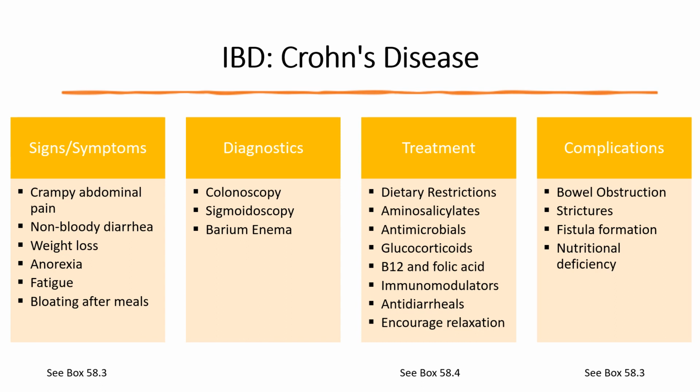On the bottom of this slide, I listed some boxes. I really suggest looking through them. For treatment, see box 58.4. This is for both IBD, so Crohn's and ulcerative colitis. And box 58.3 actually does a really good comparison for Crohn's and ulcerative colitis. So really just take a look at those.